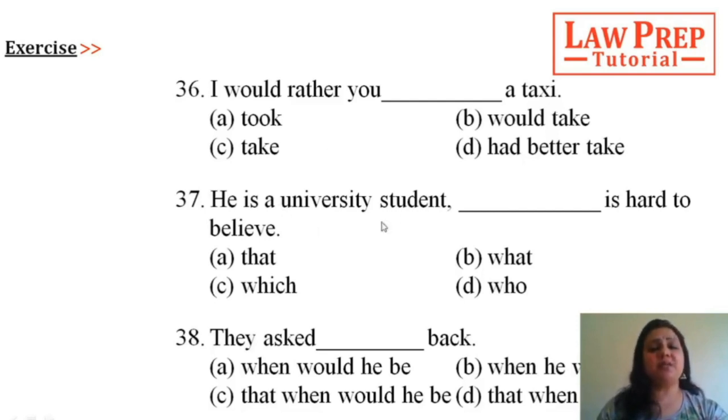He is a university student, dash is hard to believe. There are many qualities in him. There's this quality which is very difficult to believe, and so you use the answer. He's a university student, which is hard to believe. See, that is used for person and thing both. What is used for anything that is answering the question, who is used again for a person, because it's somebody whom we determine, and this quality has got many qualities. Out of these, this quality is very difficult to believe. So the answer I would use, which is hard to believe.